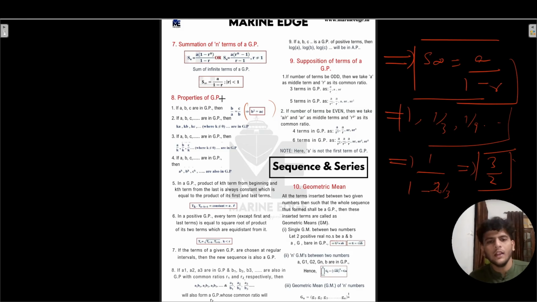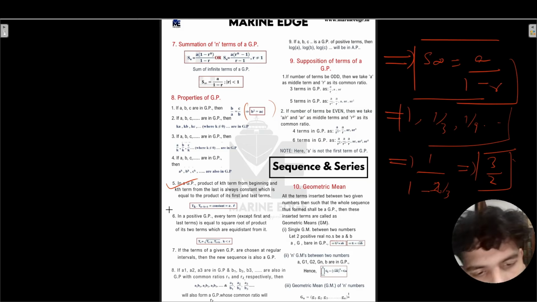Yes, if three numbers are in GP and we multiply them by the very same constant number, then the new numbers will also be in GP. That is, Ka, Kb, Kc will also be in GP. In a GP, the product of the kth term from the beginning and the kth term from the last is always constant, which is equal to the product of the first as well as the last term.